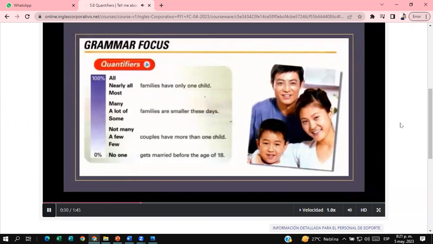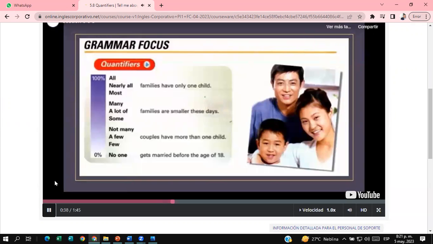Are smaller these days. A lot of families are smaller these days. Some families are smaller these days. Not many couples have more than one child. A few couples have more than one child. Few couples have more than one child. No one gets married before the age of 18.